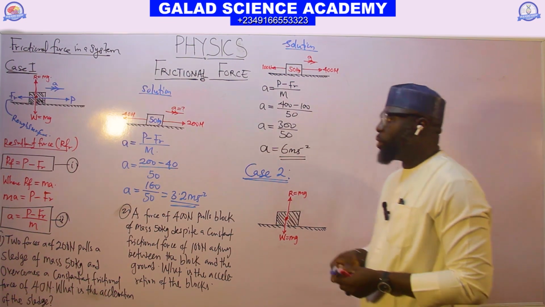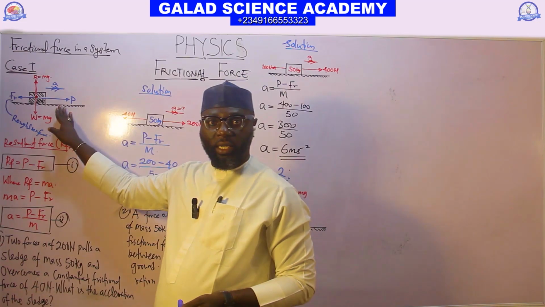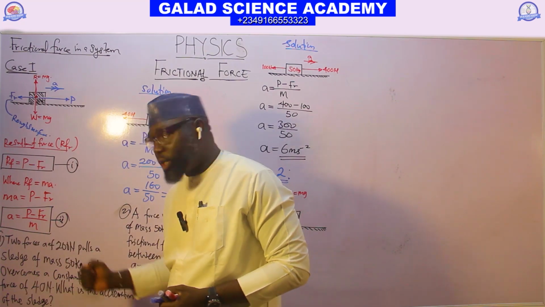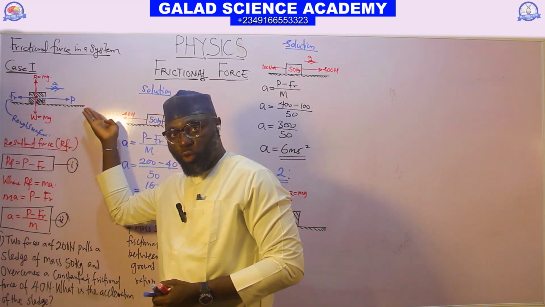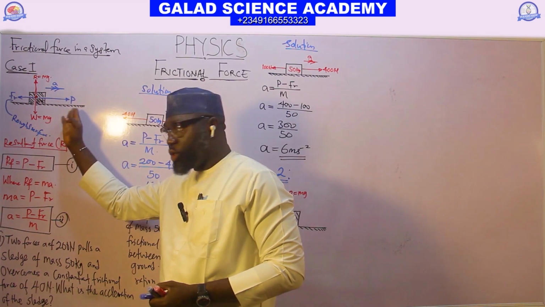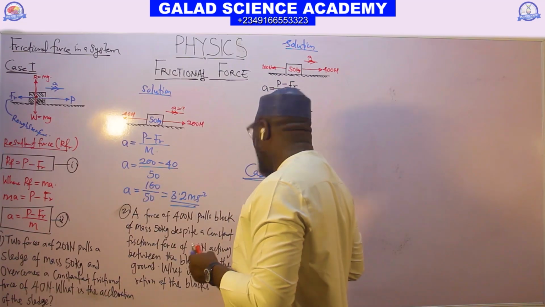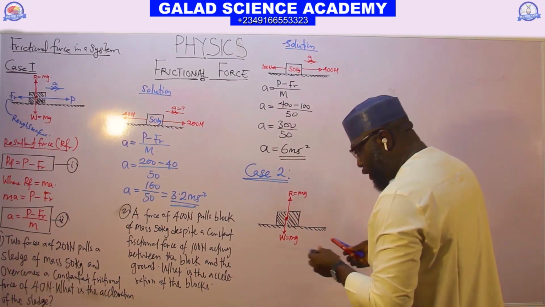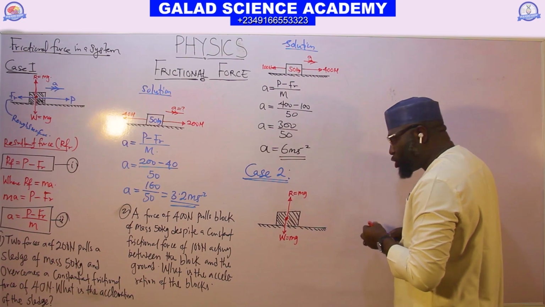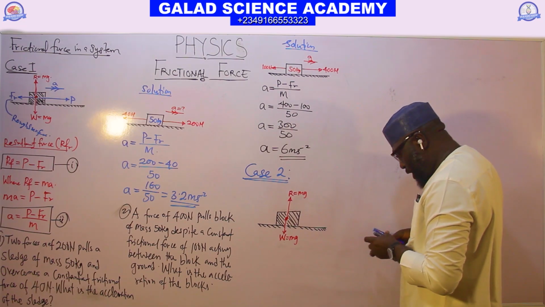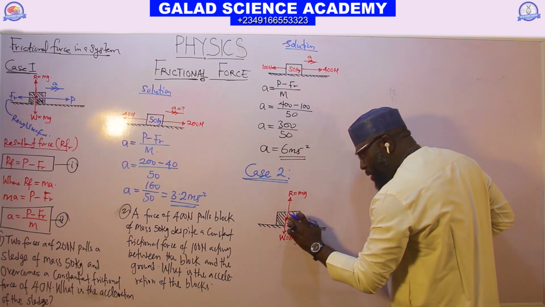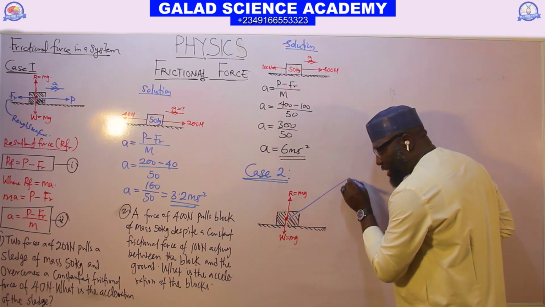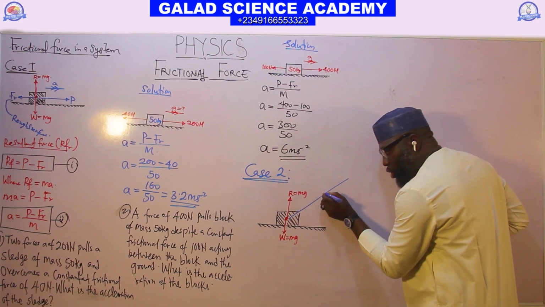And this time around, look at case 1. The force applied to pull or drag the block is in a horizontal direction, parallel to the horizontal floor. But this time around, the force will not be parallel to the horizontal floor. It will be on an inclined plane. Assume that the force I apply to drag the block is B along this plane. This is the force I apply here on the rope.